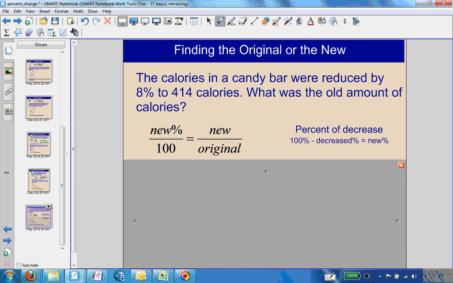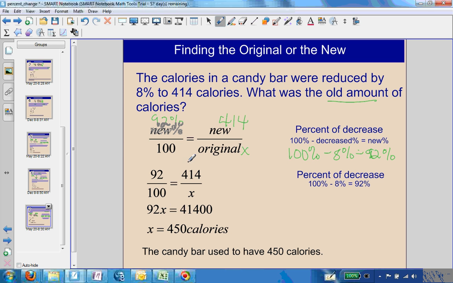Our last example, the calories in a candy bar were reduced by 8% to 414 calories. What was the old amount of calories? Since we're reduced, this is going to be a decrease. So it's 100% minus 8% is going to be 92% for our new percent. So our new percent is 92%. Our new amount is 414. What was the old amount? So we're looking for our original. So here's our proportion, 92 over 100 equals 414 over x.